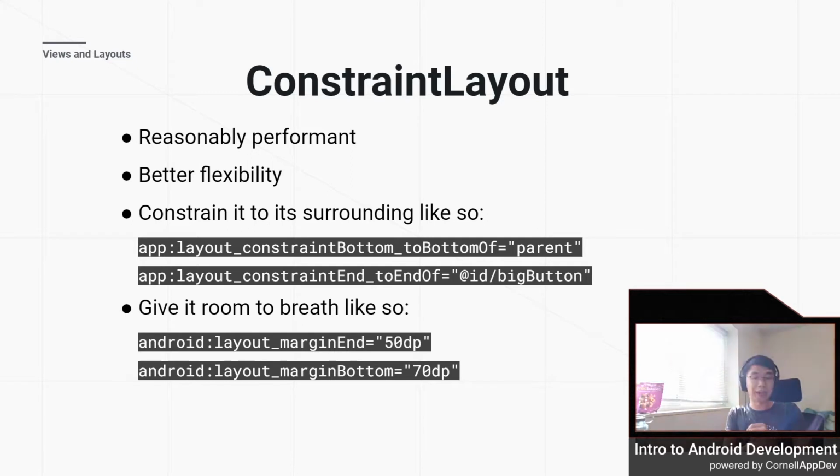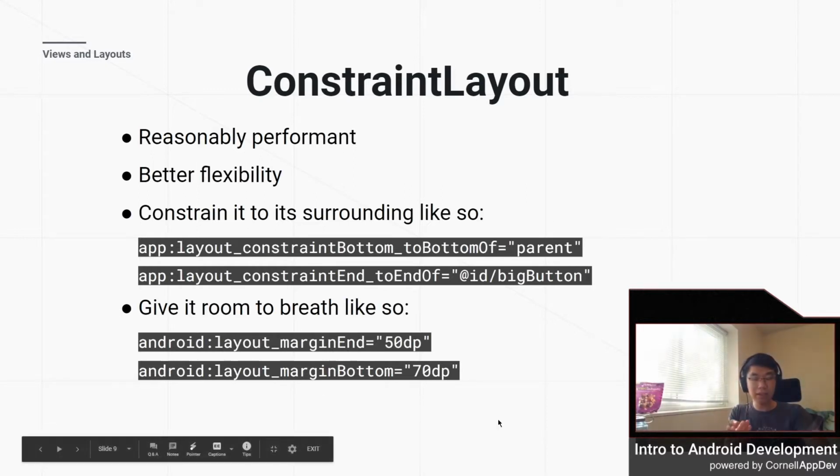You constrain it to its surroundings by binding it to the bottom of the whole page. You do it by toParent. And if you want to constrain to another object, you give it an ID. And you give it room to breathe by putting margins in, or if you tie something to both sides, it'll just slide into the middle. Really convenient.